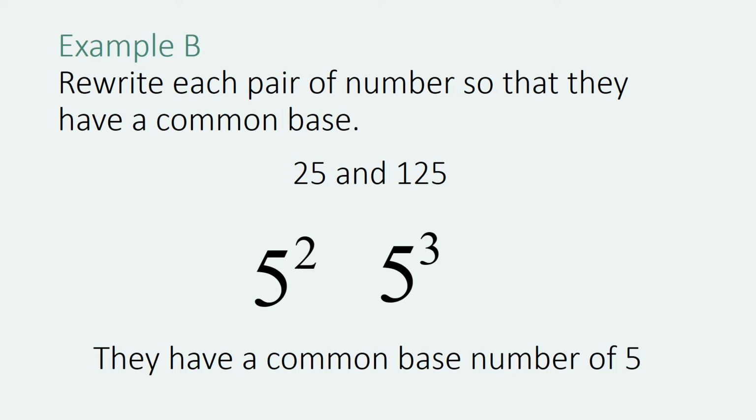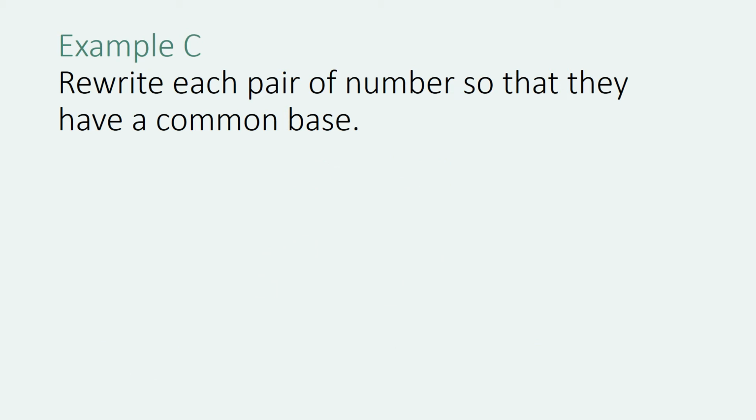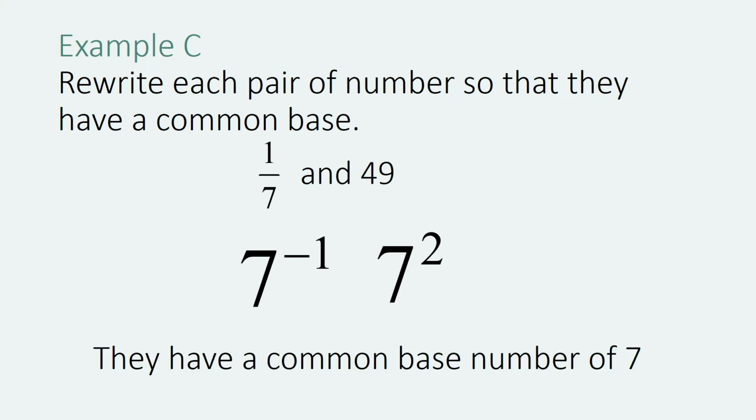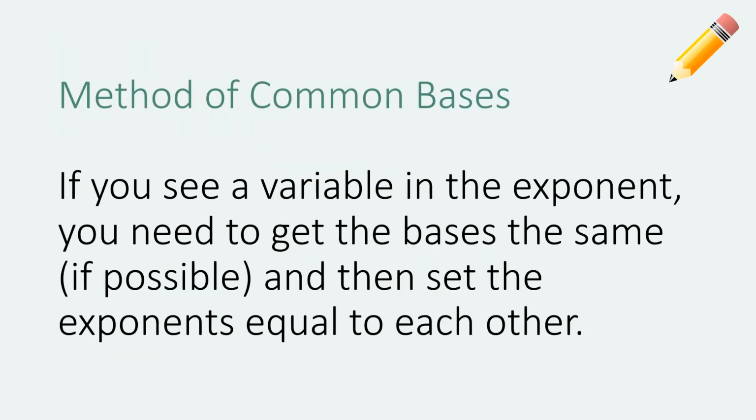So you didn't have to write any of these examples down necessarily in your notes, but this kind of thinking and processing is what we're going to need today in order to solve the problems. Okay, let's try one more just for good measure. What about 1/7 and 49? Well, 1/7 can be rewritten as 7 to the negative 1, and 49 can be rewritten as 7 squared. So we can even make numbers with the common base, even if we have fractions and numbers that aren't fractions, okay? All right, so now you can start writing in your notes, in your foldable, the method of common bases.